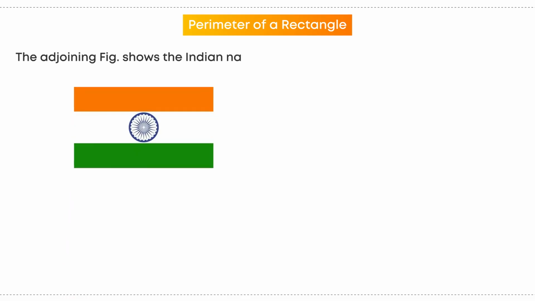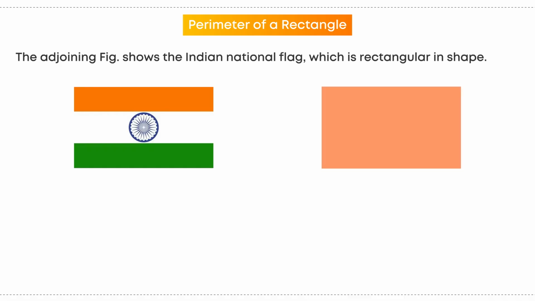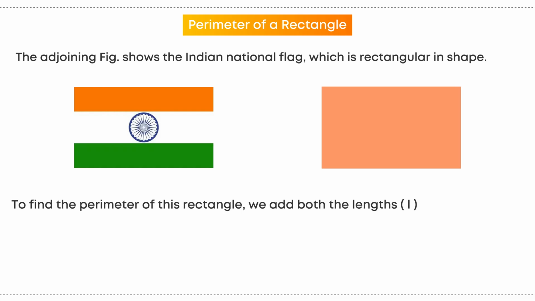Perimeter of a rectangle. The adjoining figure shows the Indian national flag, which is rectangular in shape. To find the perimeter of this rectangle, we add both the lengths and breadths.